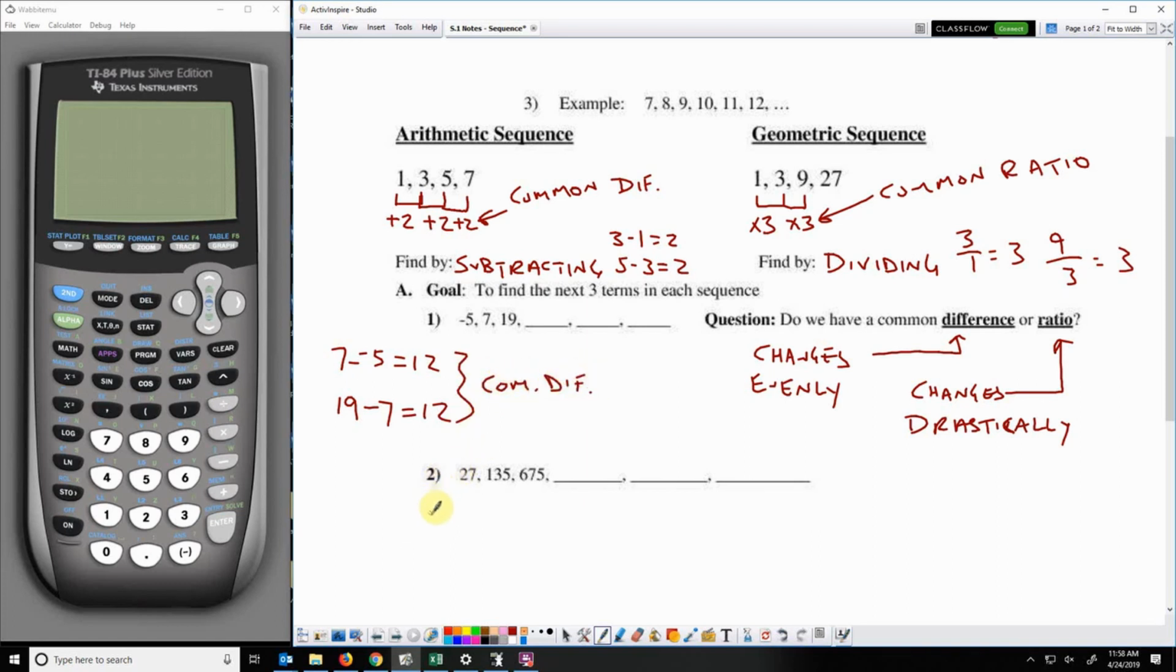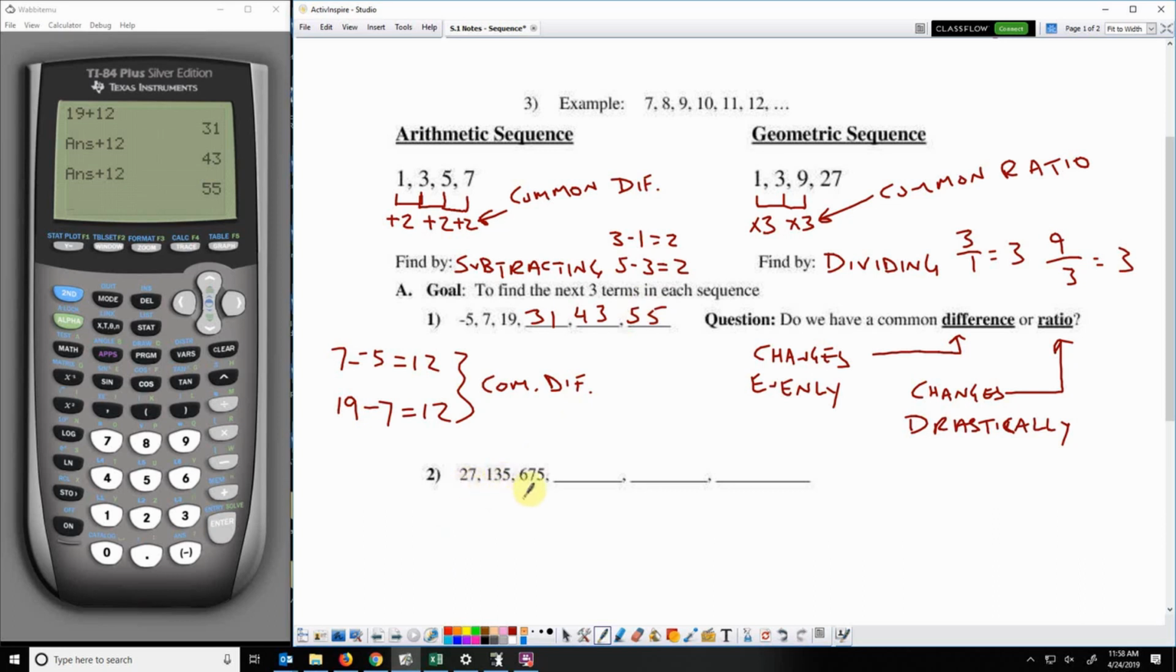So that means I want to continue to add 12. So I've got 19 plus 12 is 31. Plus 12 is 43. Plus 12 is 55, so those are my next 3 terms, 31, 43, 55.